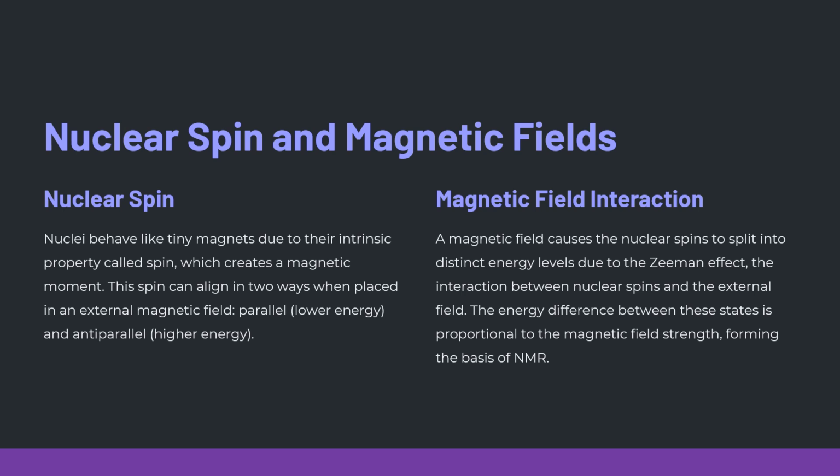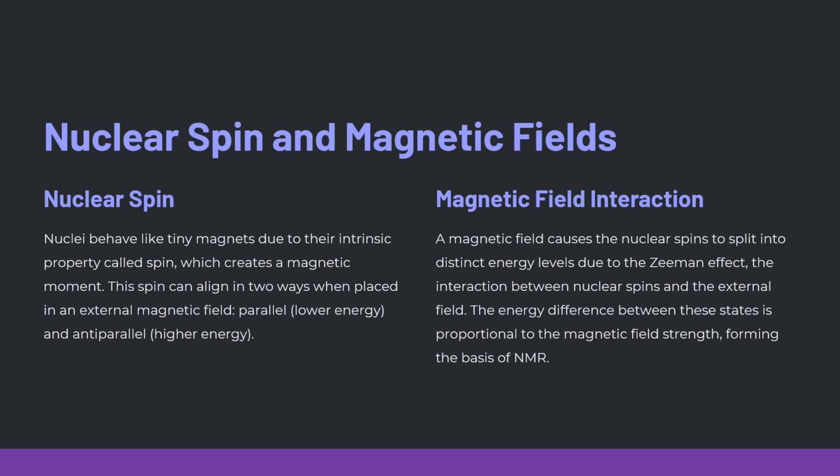Nuclei, the central part of atoms, have an intrinsic property known as spin, which makes them behave like tiny magnets. This spin generates a magnetic moment, and when placed in an external magnetic field, the spin can align in one of two ways, parallel or anti-parallel to the magnetic field. The parallel alignment represents a lower energy state, while the anti-parallel alignment represents a higher energy state.